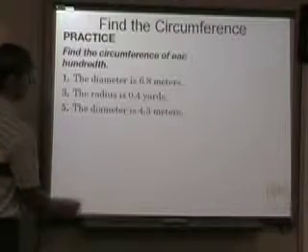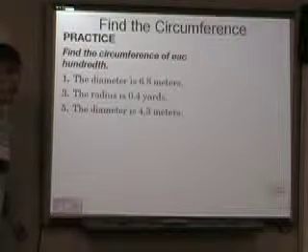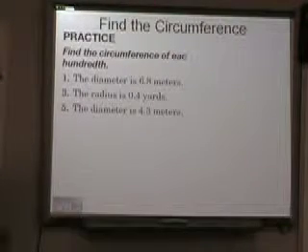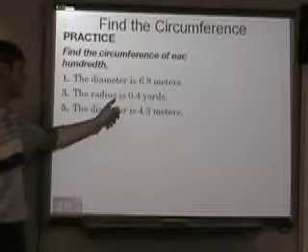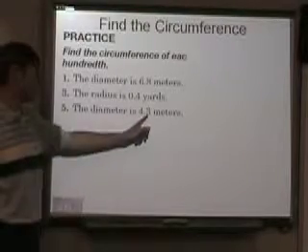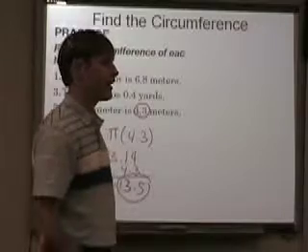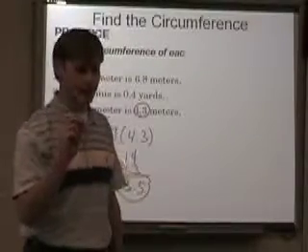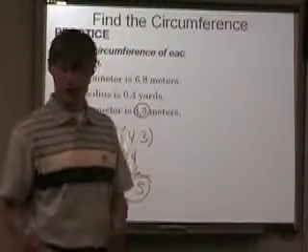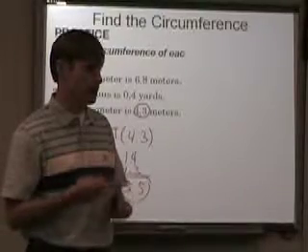Alright, so let's try those 3. Y'all see if you can find those 3. The diameter is 6.8, the radius is 0.4, and the diameter is 4.3 meters. Today we learned how to find the circumference of a circle, whether they give you the radius or the diameter.